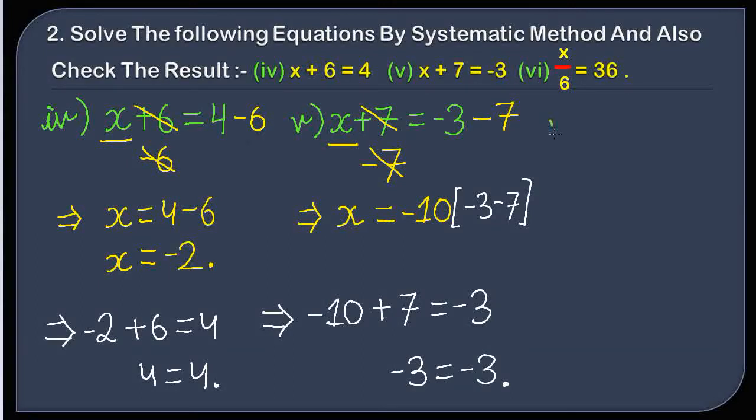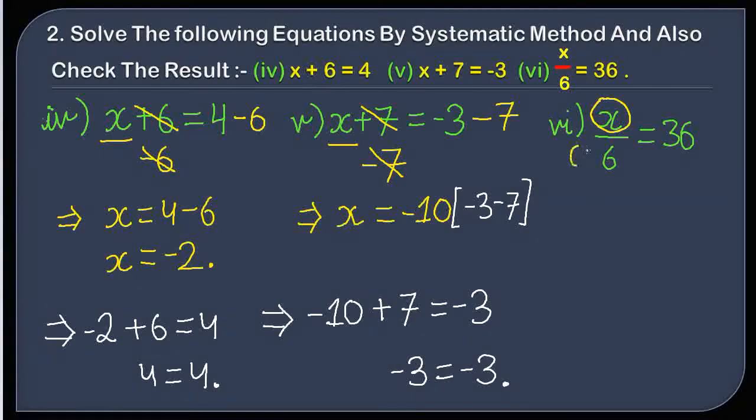Now, the sixth part. x divided by 6 equals 36. Before, we were dealing with questions with plus and minus. Now we are dealing with a question with multiplication and division. The concept is the same. We want x to be all by itself. So as x is divided by 6, we have to multiply both sides by 6 so that they cancel out.